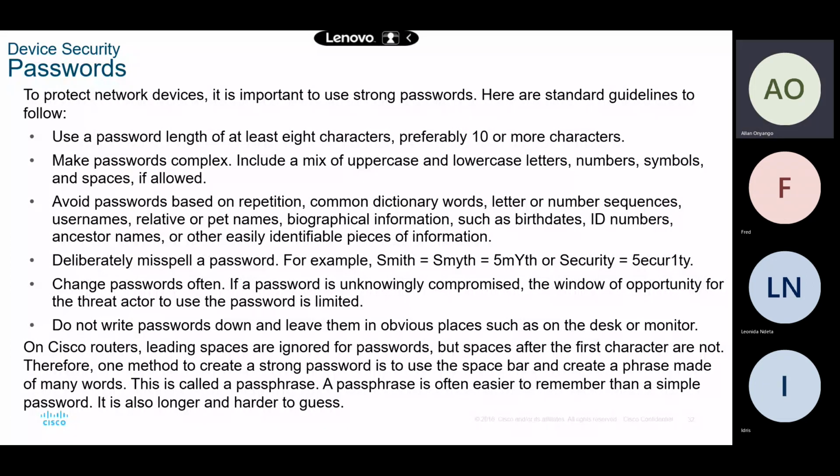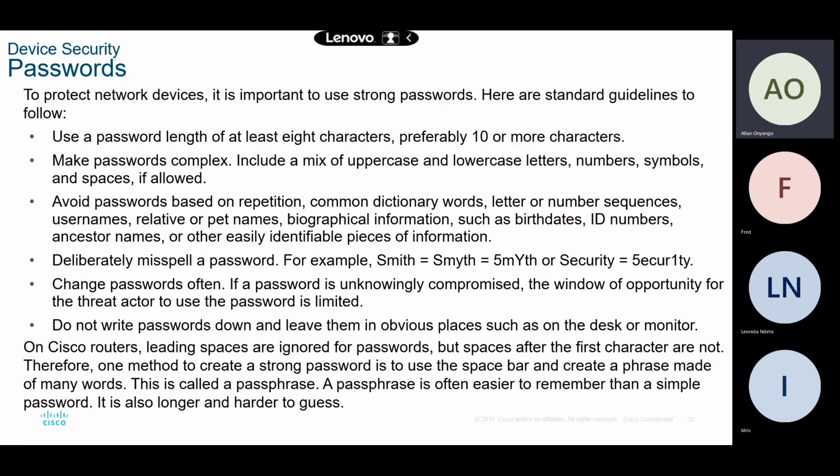These are the policies for creating strong passwords. Every password must be at least 8, but we prefer 10 characters, 10 and above. Passwords should be complex. They must be very complex. They can include upper and lowercase letters, numbers, special characters, symbols, spaces, if they're allowed, that is.